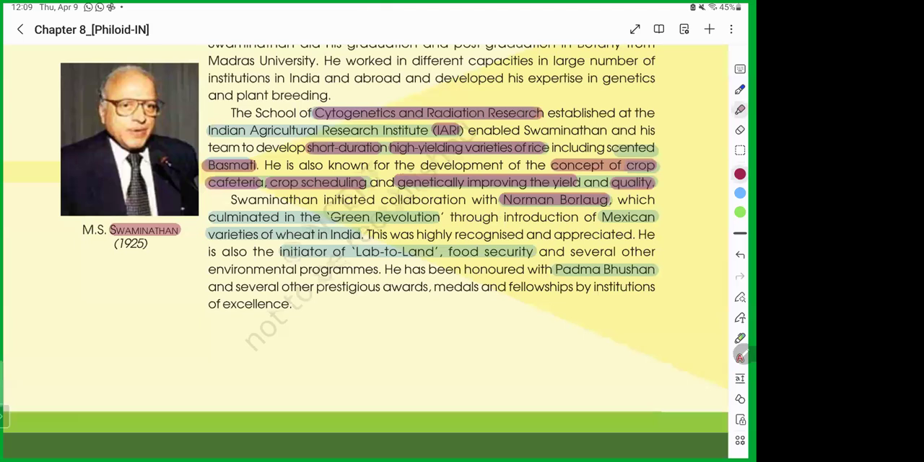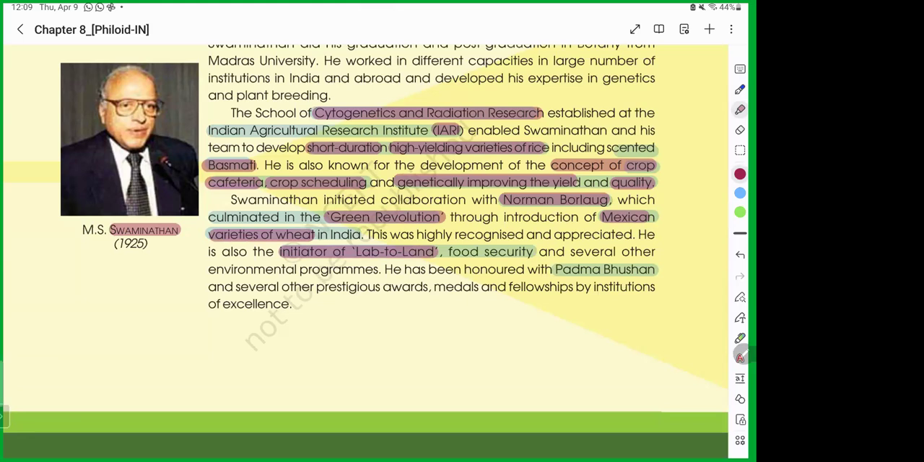And they were working on the green revolution because they were working on the Mexican variety of the wheat in India, how we can introduce wheat in India, Mexican variety. Correct. He also recognized and worked on lab to land, that whatever we are working on in the lab should go to the ground level so farmers can use it.